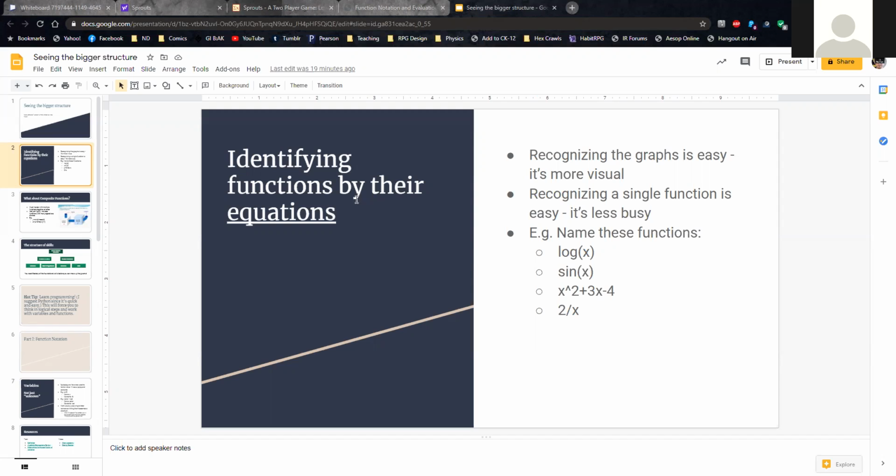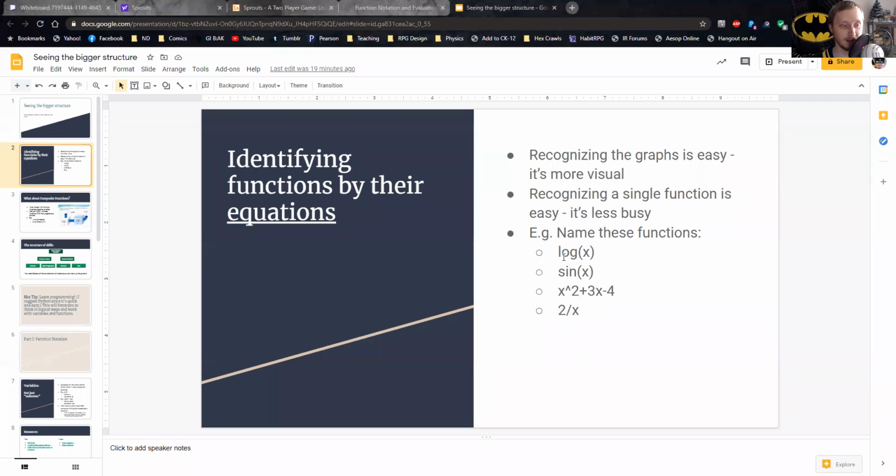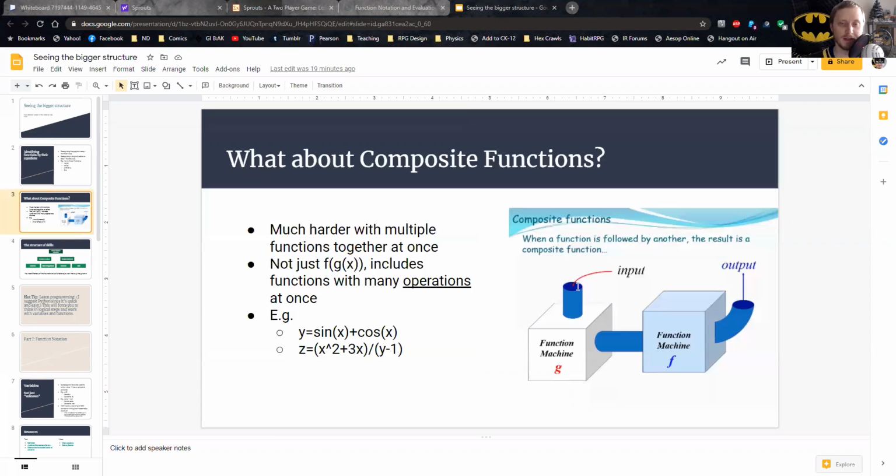And that means identifying the equations and noticing what type of function this is. What is going on? How does it create a graph? Okay. And not just a single function, but what about a composite function? This is where it gets confusing, right? These are easy. They're in the name. You just see, oh, it's got an x squared there. Okay, fine. It's a polynomial. Great. What about when you have multiple things together?